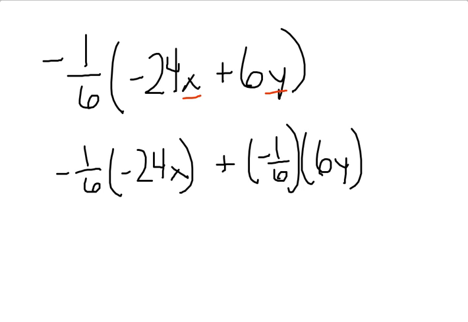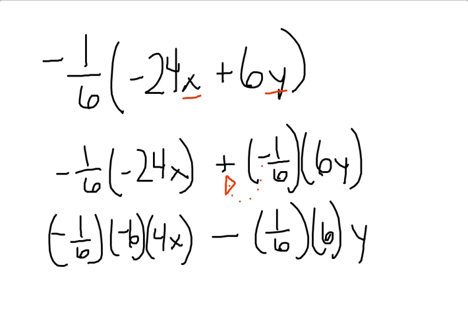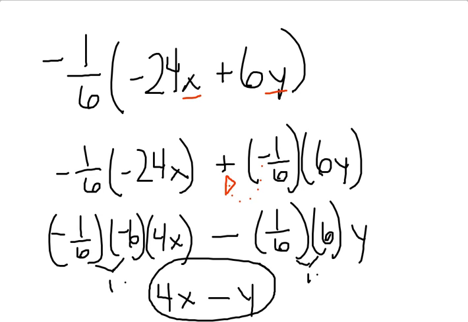So now I'm going to use reciprocals to simplify. So go ahead and look at that negative 24. What can you do with it? So hopefully you come up with this. Negative 1/6 times negative 6 times 4x minus 1/6 times 6 times y. And your answer is 4x minus y.